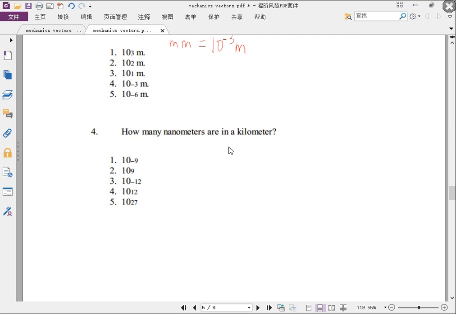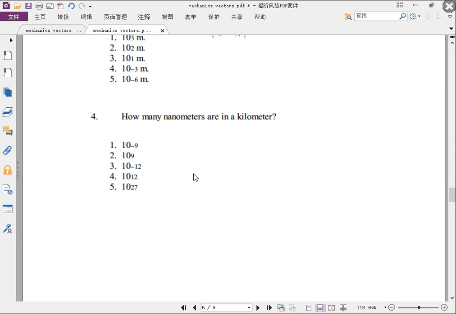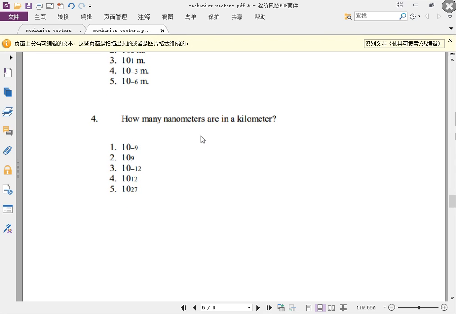How many nanometers are in a kilometer? A nanometer is 10 to the power of -9 meter. This is nanometer. And 1 kilometer is 10 to the power 3 meters. So 1 kilometer.